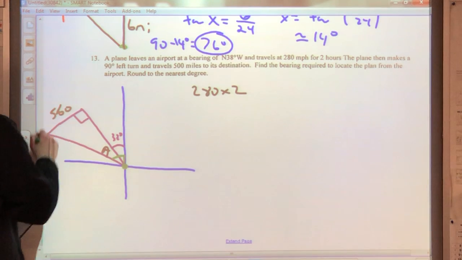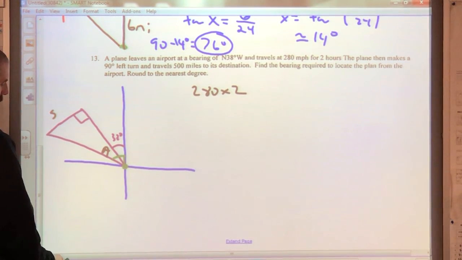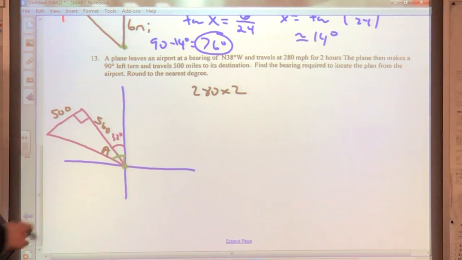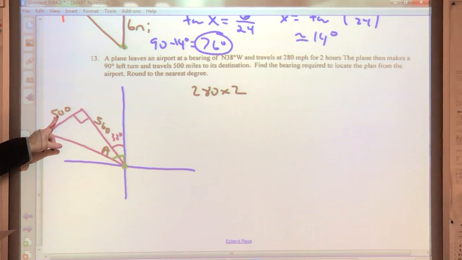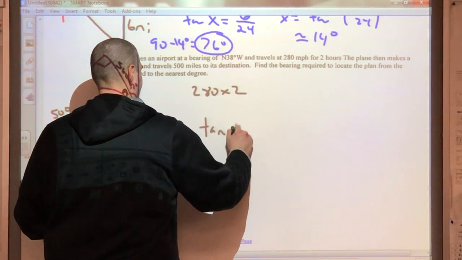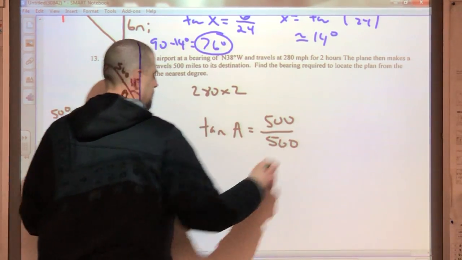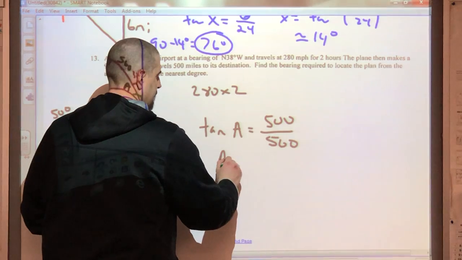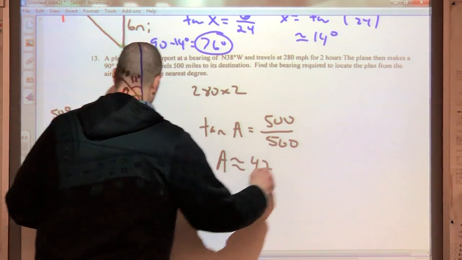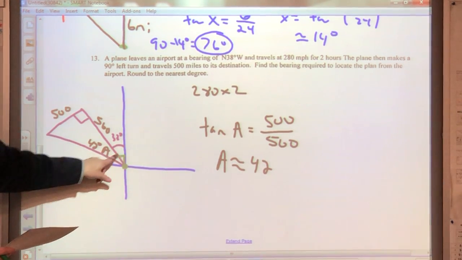And they already told me this is 500. So now we have opposite and adjacent again, your friend tangent. So you're going to get tangent A equals 500 over 560. Take the inverse tangent. You should get A is approximately 42. So that's 42. So we're going to have to find this whole green angle.